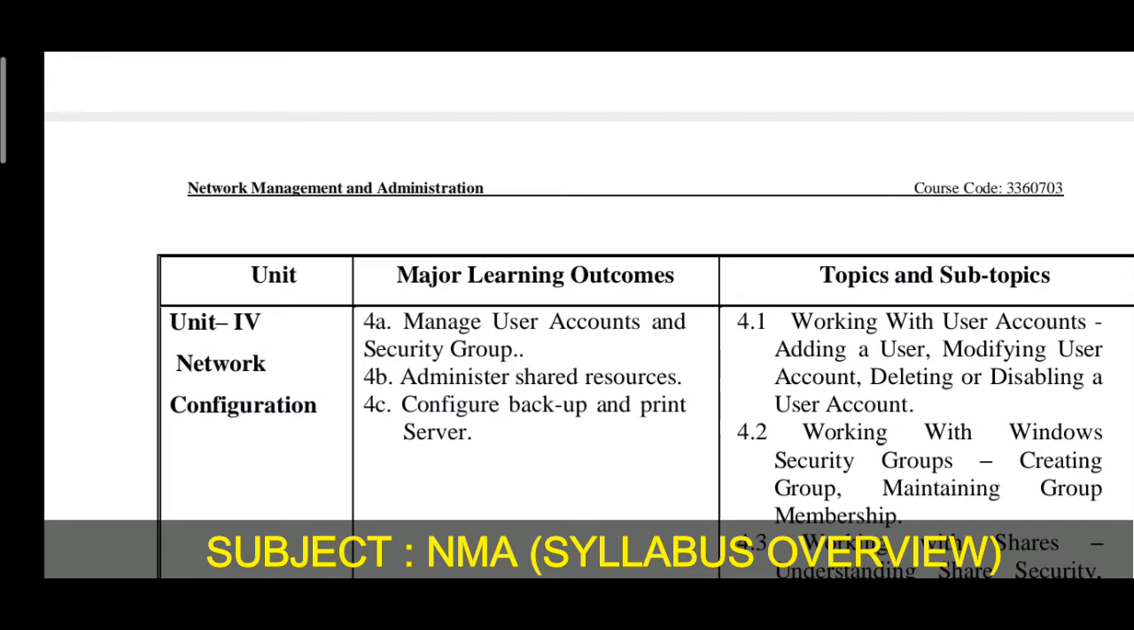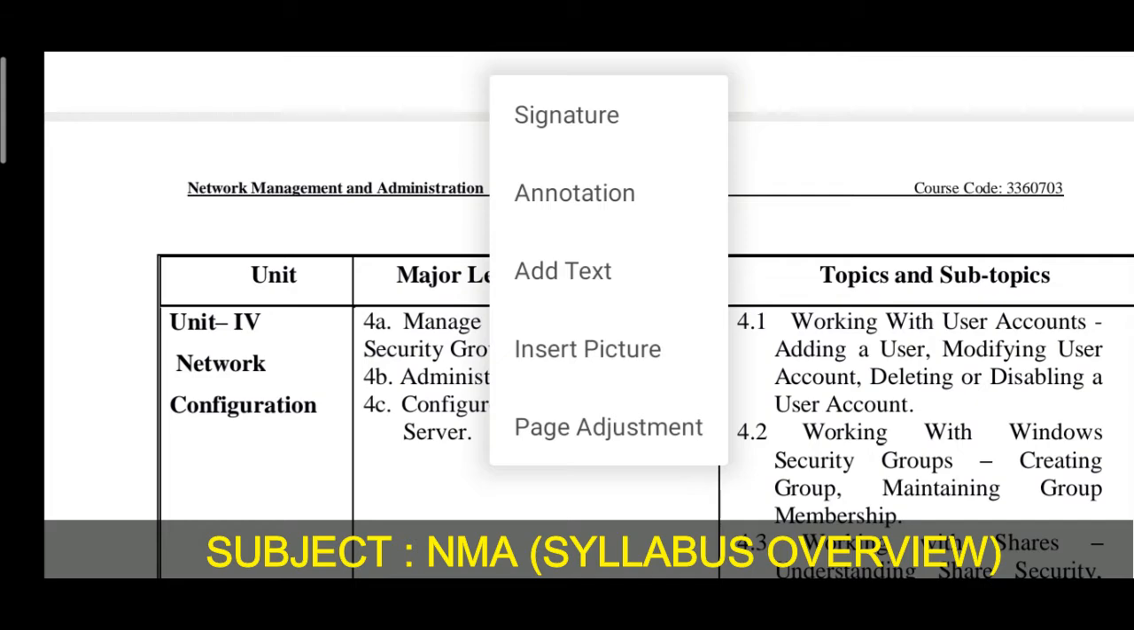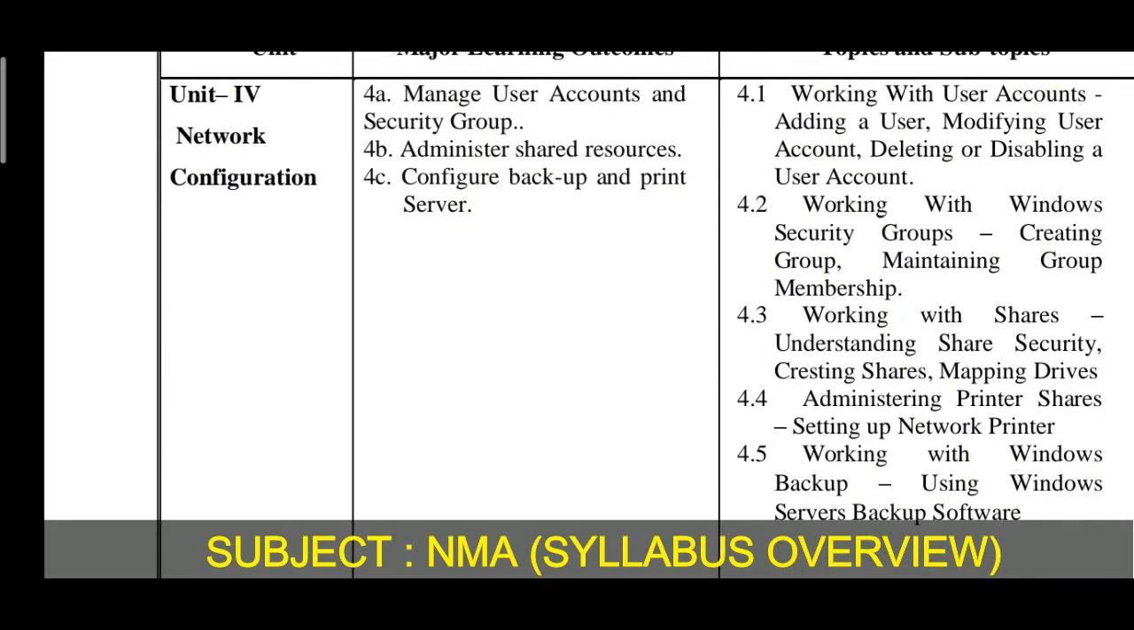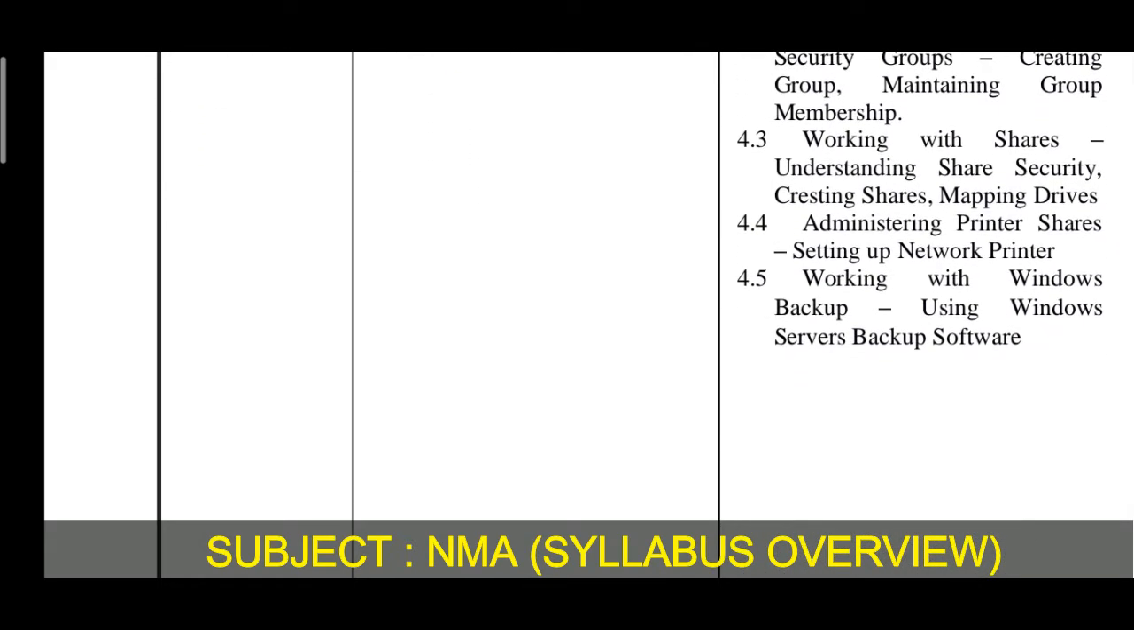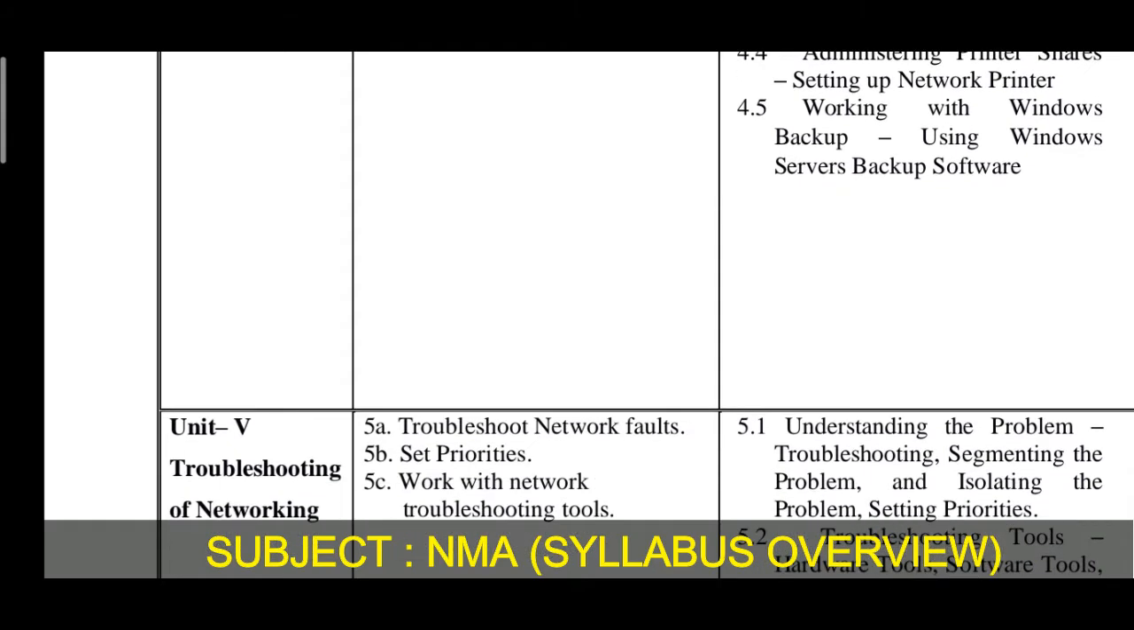So the major learning outcomes from chapter number 4, network configuration, are to manage user accounts and security groups, administer shared resources, and configure backup and print server. Then next, here are all the subtopics from chapter number 4.